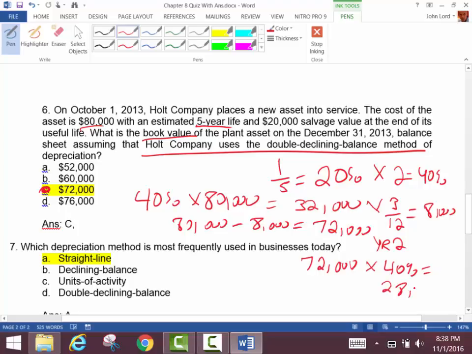Good. 28,800 of depreciation for year 2, and then you're saying you're going to take that 28,800 off of 72, 43,200, right? Good. And now you're set for year 3. You could take 40% of year 3, right? And you just keep doing that, but do not depreciate below what? Salvage value. You're capped at the salvage value. Okay, good.